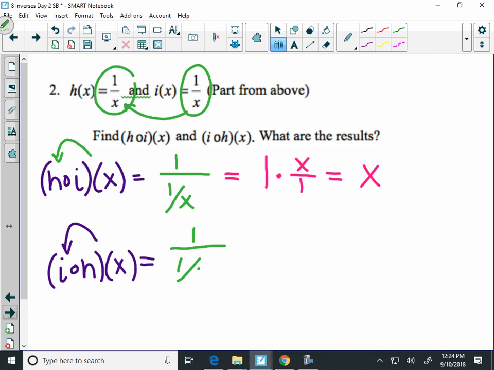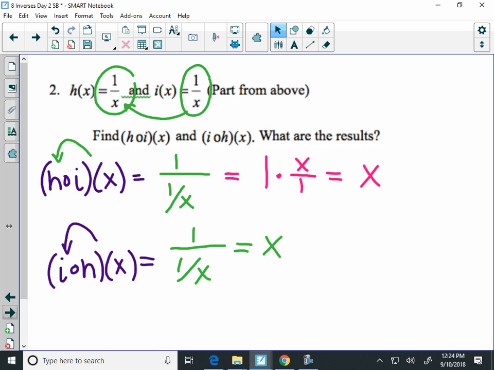1 over x again. Well, since it's the same, what should you get as your answer? X. Well, again, what did you get for both compositions? You got x again. So we already know that these are inverses, right? You did those up above, those 6.